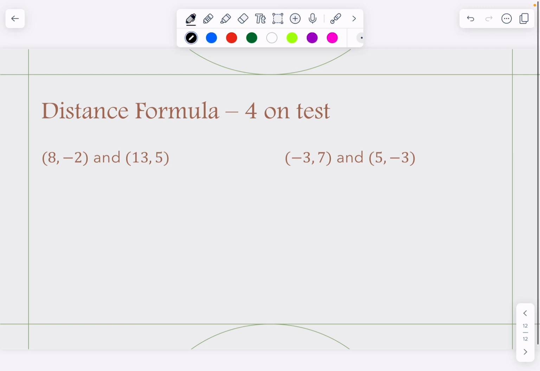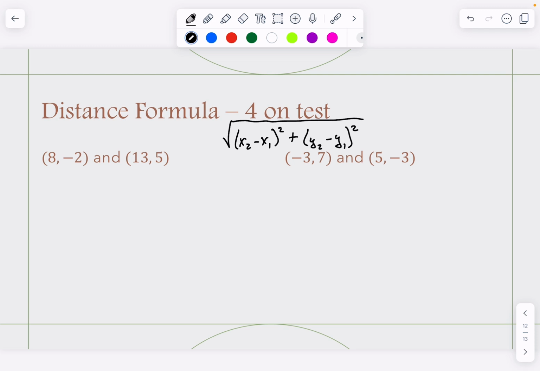The distance formula is the square root of x2 minus x1 squared plus y2 minus y1 squared. So essentially all we got to do is plug those numbers in and see if they work. First one, x2 is going to be 13, x1 is going to be 8. So I have 13 minus 8, and that's going to be squared. y2 is going to be 5. So I have 5 here, subtracting negative 2. And when I subtract negative 2, subtracting a negative results in adding the same number. You add the opposite.